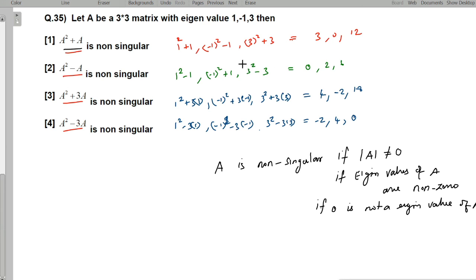So I have calculated here. Now among these eigenvalues, the first, second, and fourth are singular. This is singular, this is singular, this is also a singular matrix. This one is a non-singular matrix because all the eigenvalues of this expression are non-zero, right?